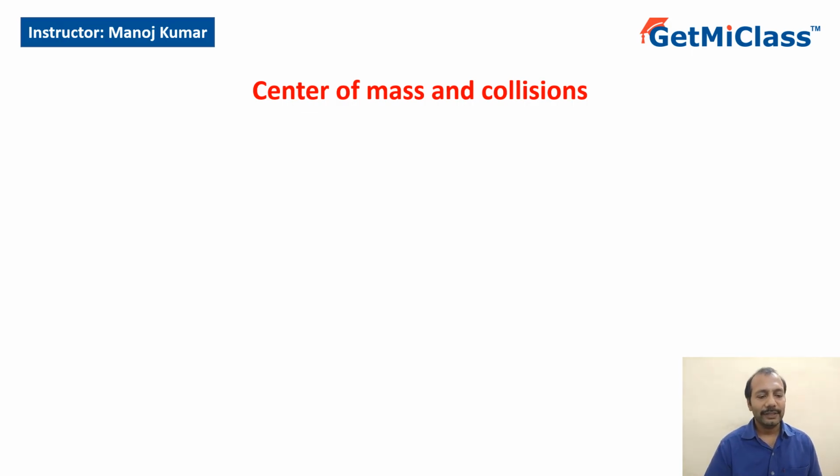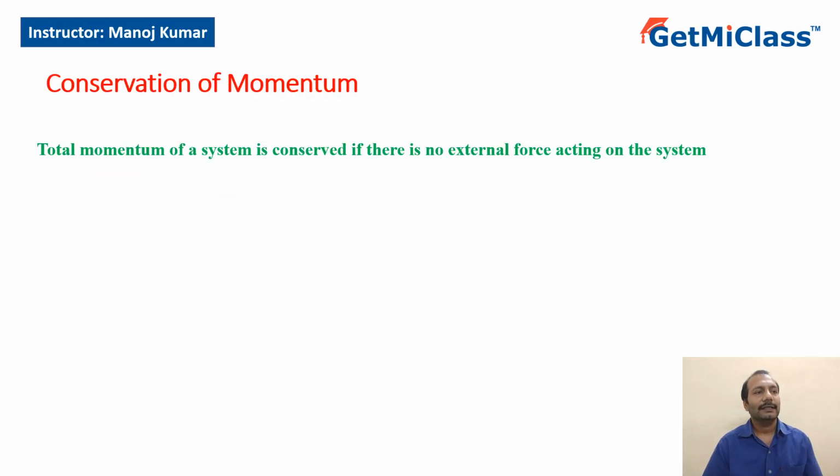In this video, we'll look into the next topic of center of mass and collisions, and that is conservation of momentum and the collisions itself. Now, what does the principle of conservation of momentum say? It says the total momentum of a system is conserved if there is no external force acting on the system. So if there is no net external force acting on the system, the total momentum of the system is conserved. And that comes from Newton's second law.